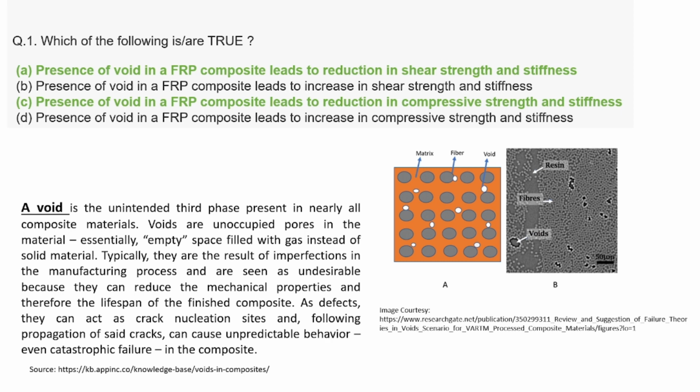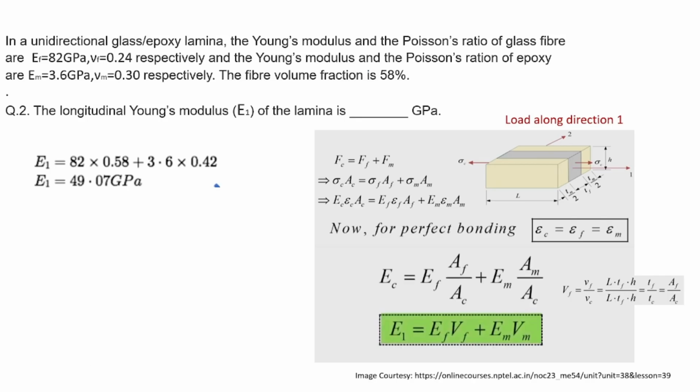Then the third statement says presence of the void in a FRP composite leads to reduction in the compressive strength and stiffness, which also signifies the mechanical properties, and because of voids there is reduction in the mechanical properties. So this is a correct statement. Whereas the fourth statement is the opposite of the third one, which will be false. It doesn't increase compressive strength, whereas it actually reduces the compressive strength and the stiffness of the final composite.